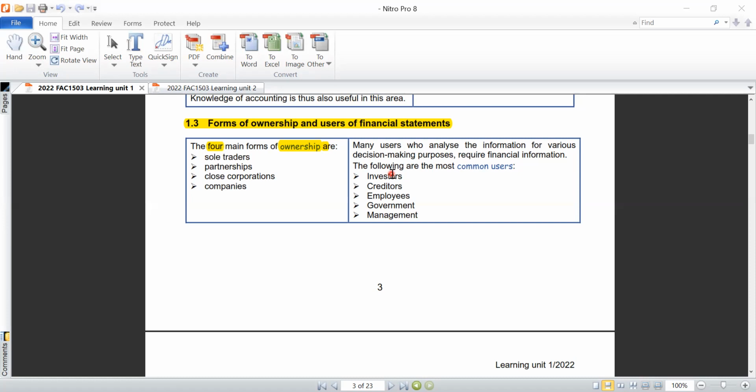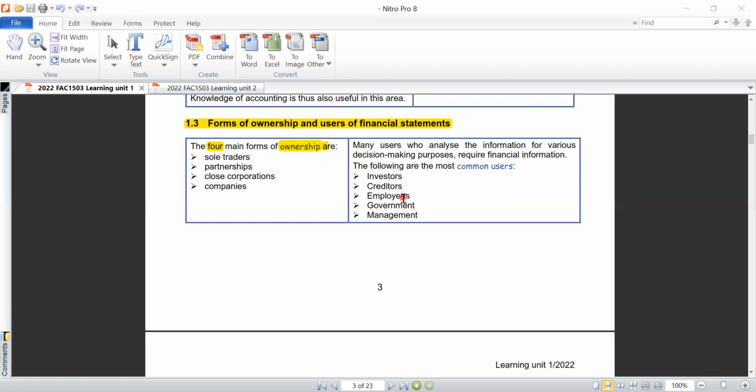What about employees, which is another group? Why are employees interested in financial statements? Simply because they want to know the future of their employment status. Is it safe to remain within this company? Or perhaps I need to consider looking for other avenues of employment.